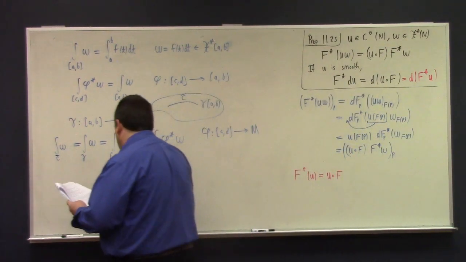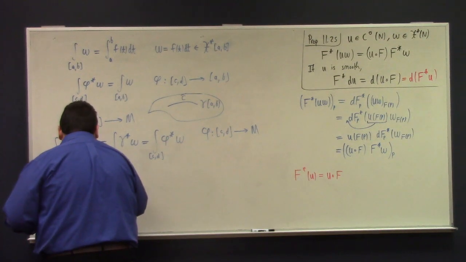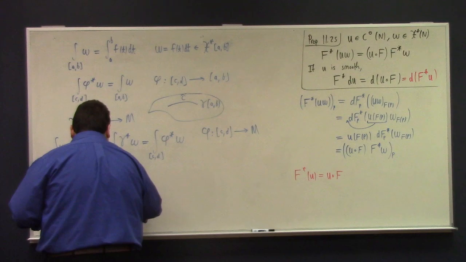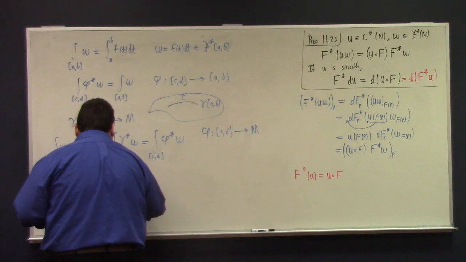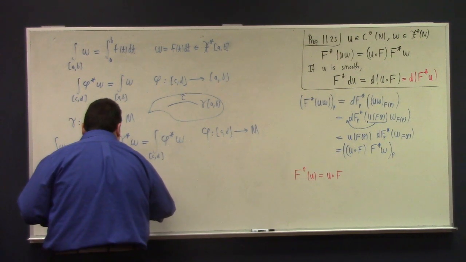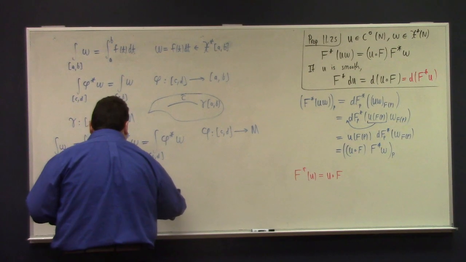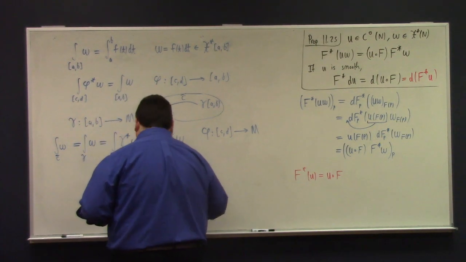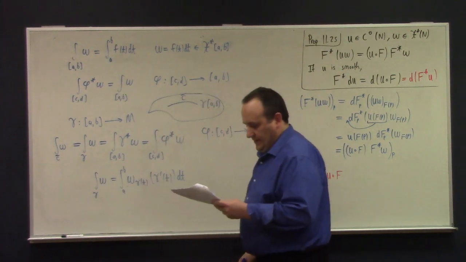And so specifically, this is how you do it. Integrate over gamma. Actually, the way that works is the integral from a to b of omega at gamma of t, right, times gamma prime of t dt. All right?